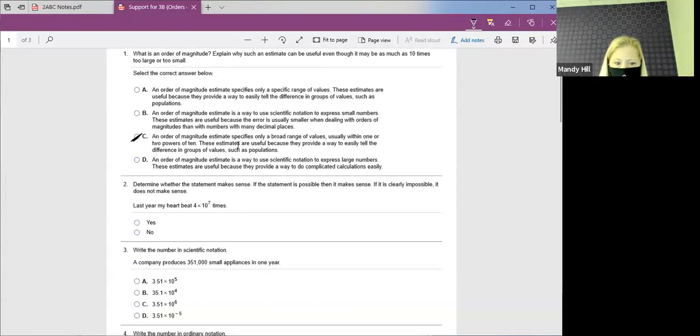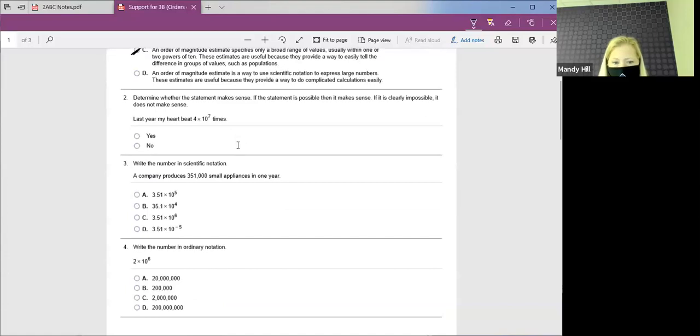So number 2 says, determine whether the statement makes sense. If the statement is possible, then it makes sense. If it is clearly impossible, it does not make sense. So this is a statement we're trying to say, well, does this even make sense? Last year, my heart beat 4 times 10 to the 7th times.